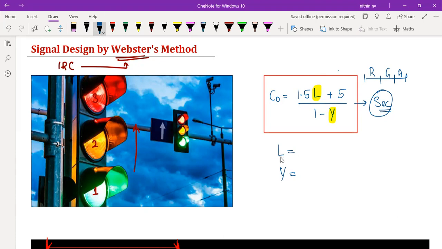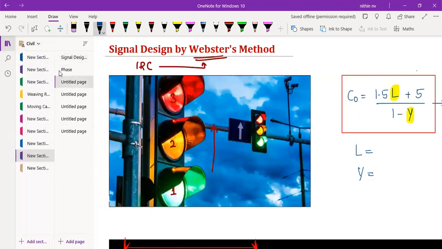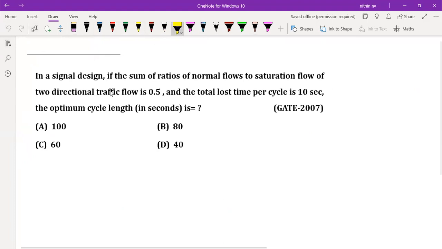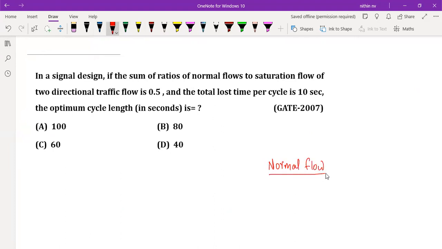Now let's understand what is the meaning of L and Y. I'll be telling you with the help of a question. Look at this question. It's a previous GATE question. The question is like this. In a signal design, if the sum of ratios of normal flows to saturation flow, which means the sum of ratios of normal flow to saturation flow, that is normal flow by saturation flow. That's what they are telling now.